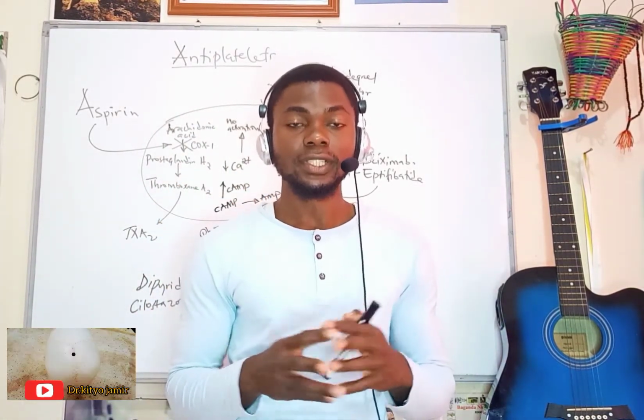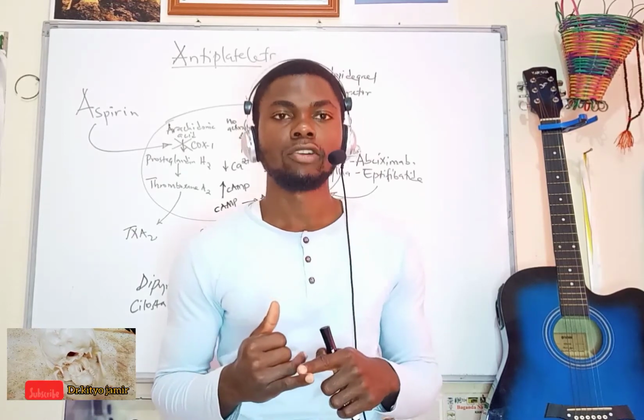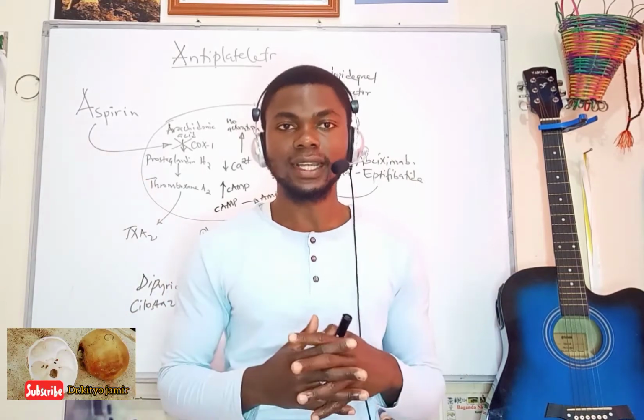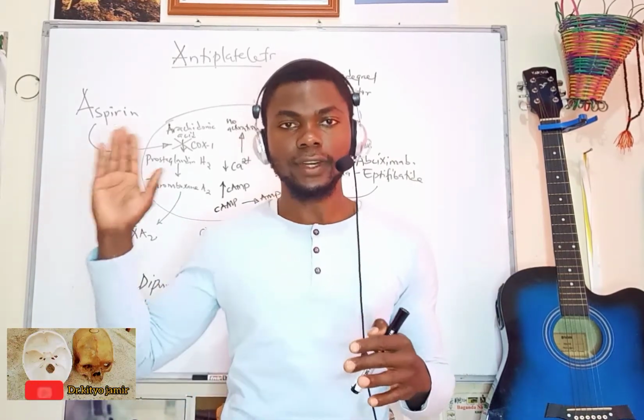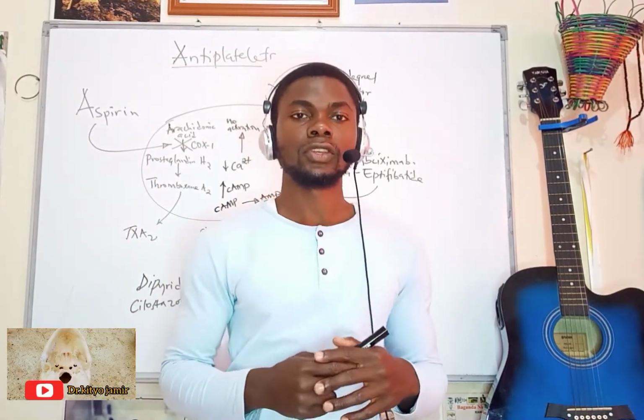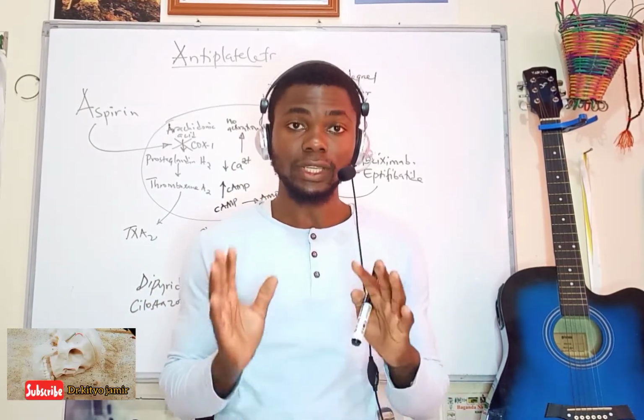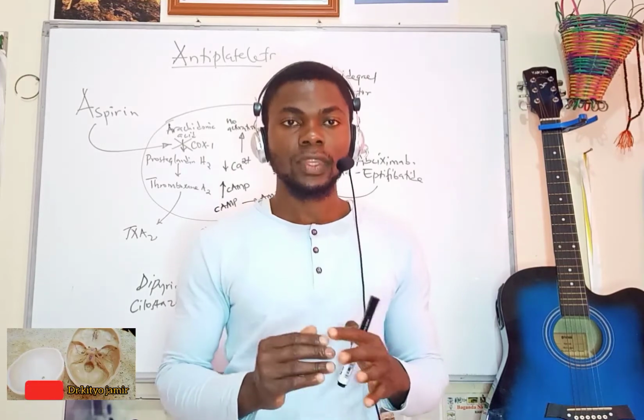Having a recap on antiplatelet drugs, we said we have aspirin, which is a COX-1 inhibitor, which is going to block the conversion of arachidonic acid to prostaglandin H2, which is further converted to thromboxane. So we are not going to have production of thromboxane. The drug is aspirin, blocking COX-1.